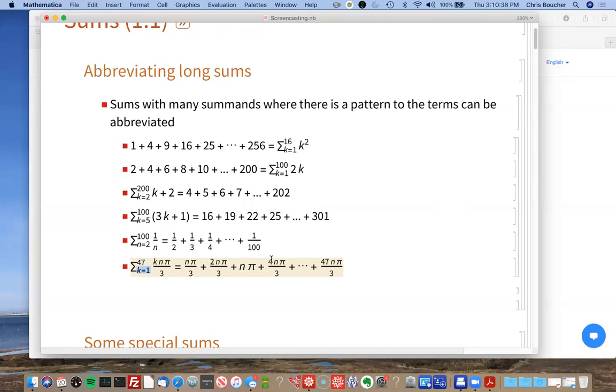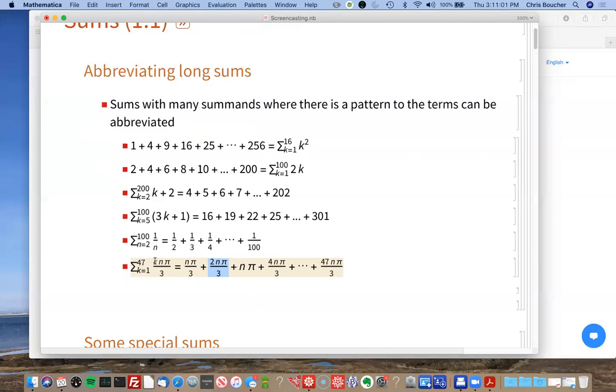I unpack and repack this sum in exactly the same way. The counter starts at 1, so when I plug in k equals 1, I get 1 times n pi over 3, or just n pi over 3. Then I increment the counter to 2 and plug in k equals 2. That gives me 2n pi over 3. Increment the counter to 3, I get 3n pi over 3.